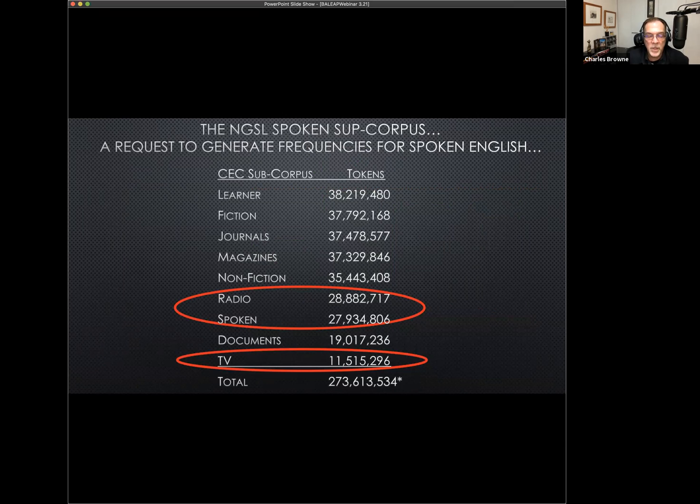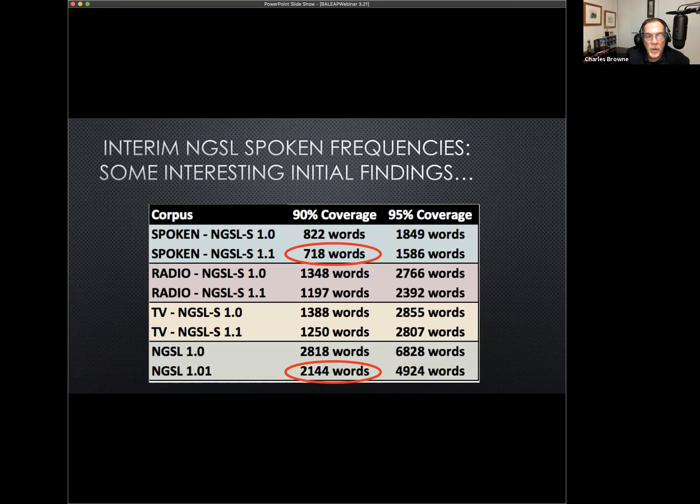And we noticed that 3 of your subsections of the NGSL are spoken English: the radio English, the spoken English, which is unscripted spoken English, and TV. And they asked us, could we possibly do the frequencies for just those 3 subsections? And that's what the NGSLS is, taking those 3 subsections. And what we're seeing is something quite remarkable. To get to 90% coverage for the original NGSL, you need 2,100 words. About 2,100 of the 2,800 words will get you to 90% coverage.